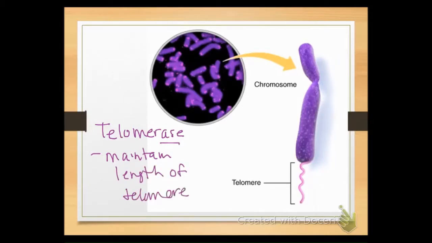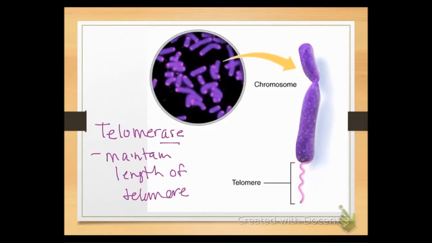Meaning that if you had telomerase active in a cell and the cell went on to divide, the telomere would not get any shorter. So it would essentially make that cell immortal, like the cell could keep going on and on and dividing if telomerase was active.